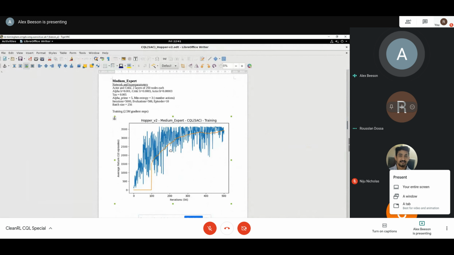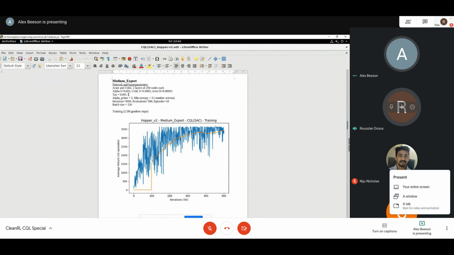So this is me trying to train Hopper using the medium expert dataset. And here I chose the smaller version of the actor hyperparameters, so the smallest one. What happens here is I do 5,000 gradient updates, and then I run the current policy in the environment 10 times and get a return and take the average. And that's what each one of these is.